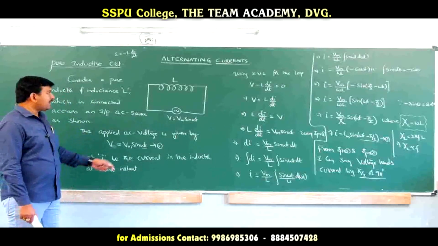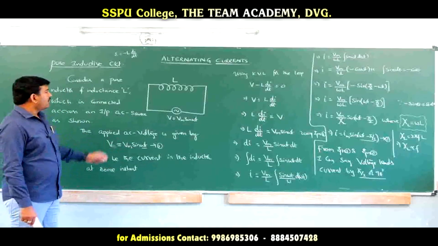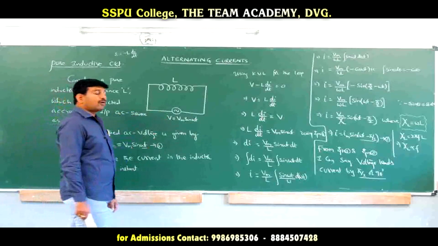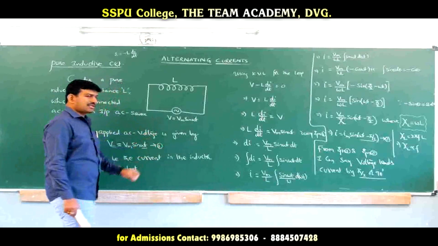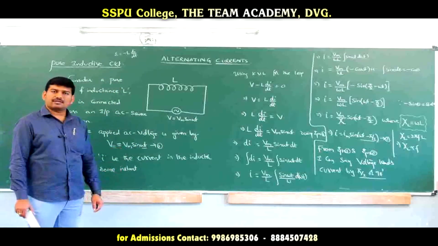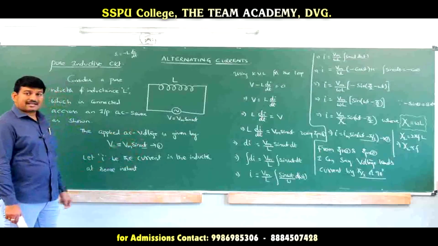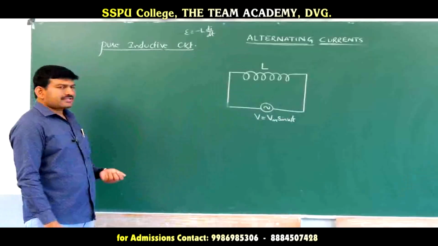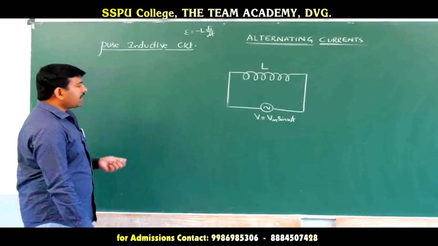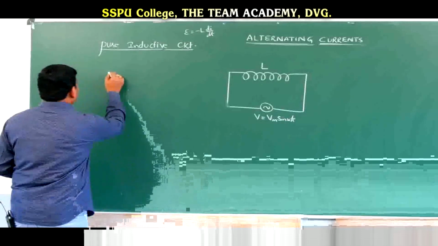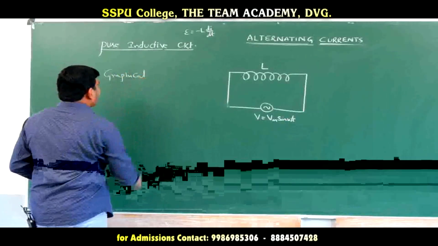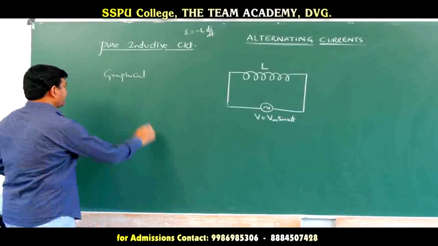90 degrees. Next is how to draw the graphical representation for voltage and current in the pure inductive circuit, and the phasor diagrams we have to learn. Along with that, we should also learn the power dissipated in this inductive circuit. Is that clear? Okay. Next is about the graphical representation of voltage and current in a pure inductive circuit. Graphically, how are we going to represent the current and voltage in a pure inductive circuit?